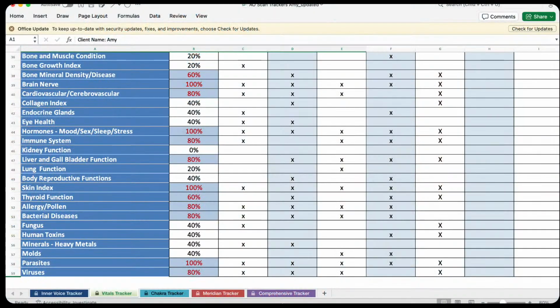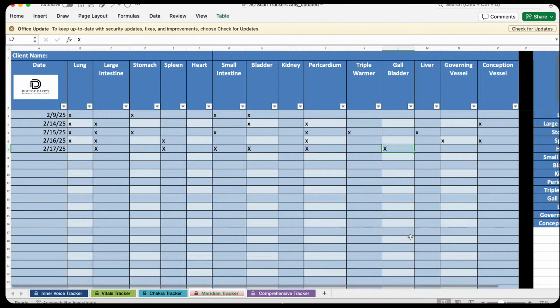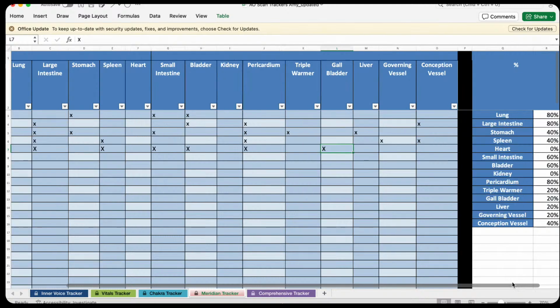So let's go over to her chakras. Her heart chakra is showing up 80% of the time. I'm probably not going to be recommending anything based off of that, but if you're a chakra person, go for it. Let's go. I'm going to just move right on over to her meridians. And I can look at her meridians, and her pericardium meridian is showing up 80% of the time. Her large intestine meridian is showing up 80% of the time. Her lung meridian is showing up 80% of the time.